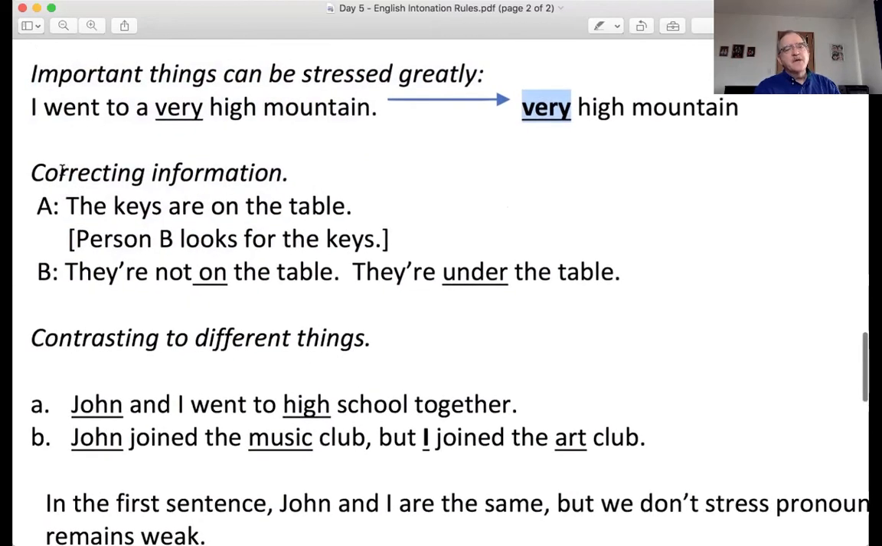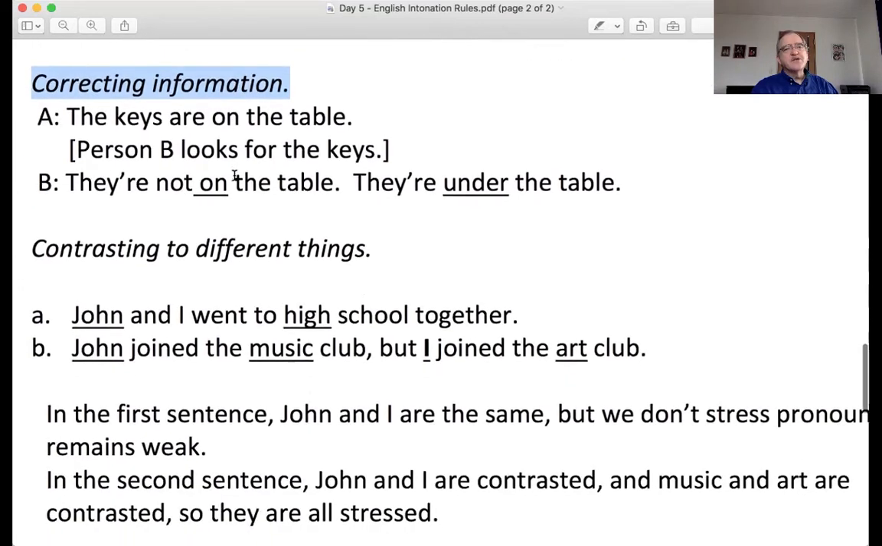Now, another time is when we want to correct information. Someone says something wrong, and the word we're correcting, we raise the stress. For example, someone says, the keys are on the table. And person B looks for the keys, but he can't find them. Oh, then he finds them under the table. So B says, they're not on the table, they're under the table. Can you understand? So he is correcting the information. The word "on" is wrong, and the word "under" is right. Let's try it again. A says, the keys are on the table. And B says, they're not on the table, they're under the table. So correcting information is an important time to change the rules.